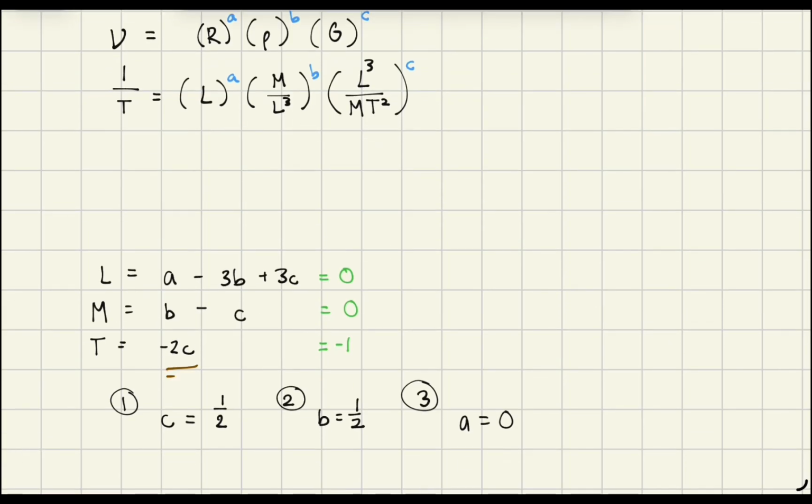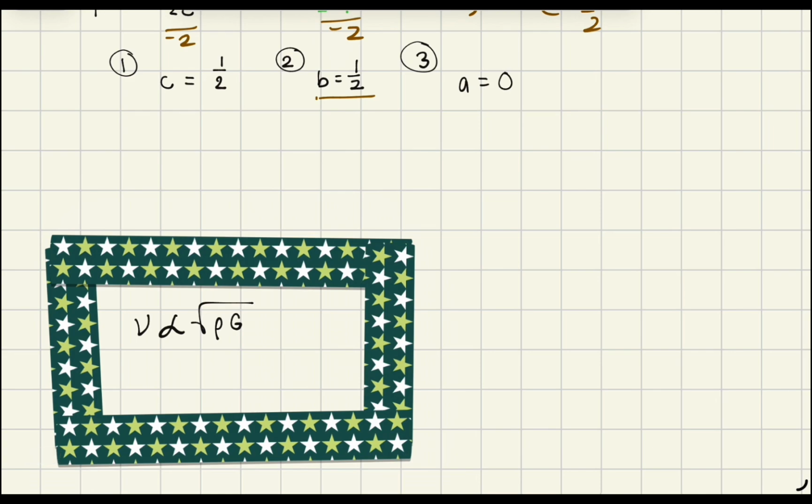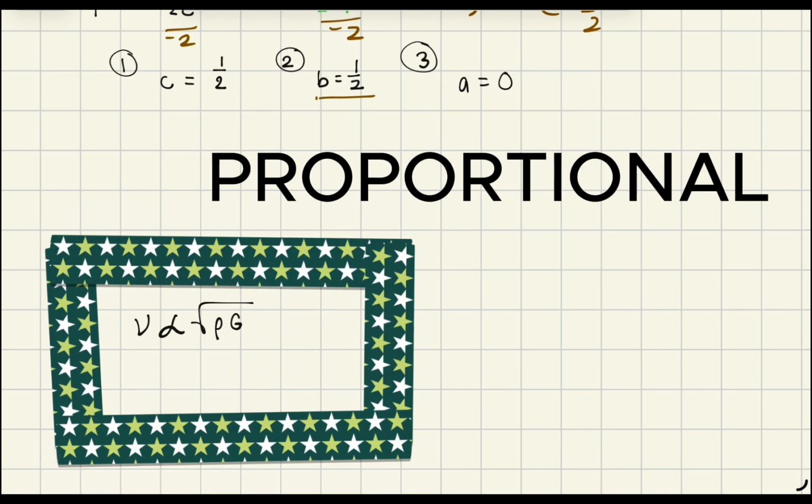So first, with the time equation, we can just find that c equals 1/2. And then with the mass, a little rearranging, and we get that b equals c. So that means that b is also equal to 1/2. And then with the length, we know that negative 3b plus 3c is equal to 0, so it is equal to 0. So it actually has no dependence on the radius. So that's how we know that nu is equal to the square root of rho times g.